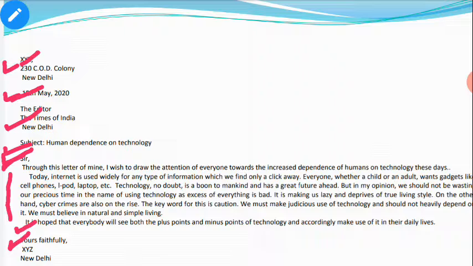So this is in brief how a formal letter should be written. If you practice, you will feel very comfortable and you will be able to write any type of formal letter following the steps I have shown in these slides. I hope this video will help you to write letters of this type in your examination. And if you have any confusion or doubt, please look at the video once again.